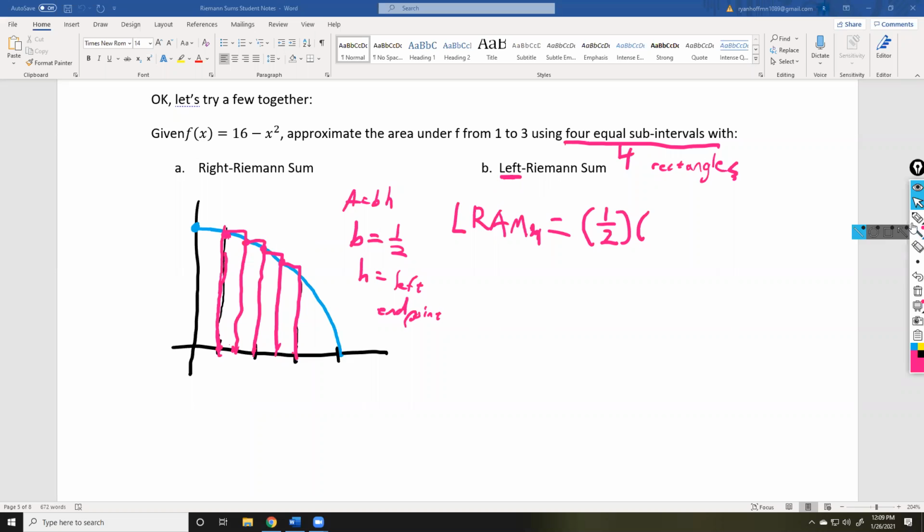So our base here was 1/2, and our height we chose is the y coordinate 1, so f of 1. Plus our rectangle number 2, this one, our base is again 1/2, times this time between we were looking between 1.5 and 1, and so we're choosing the leftmost endpoint. So we're choosing the y coordinate at 1.5, f of 3/2.